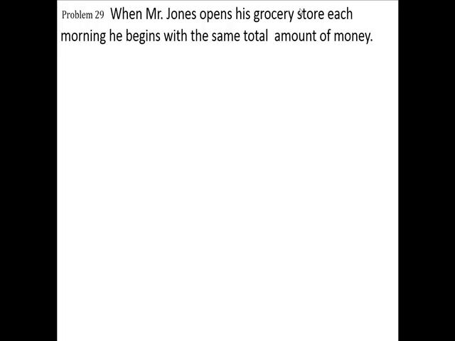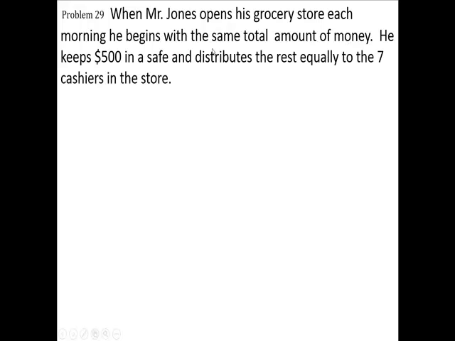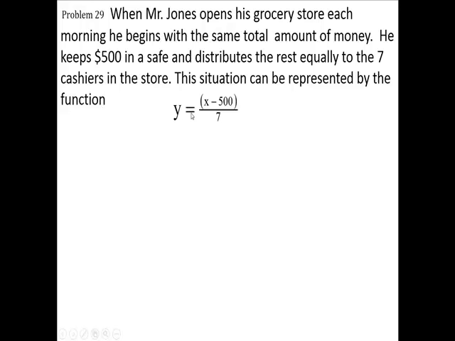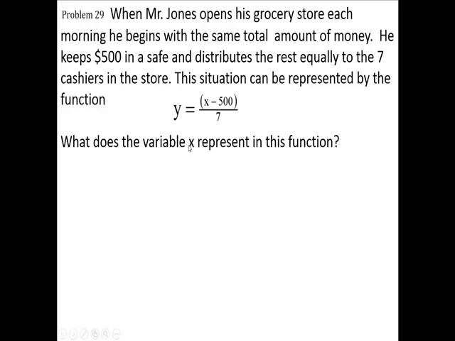When Mr. Jones opens his grocery store each morning, he begins with the same total amount of money. He puts $500 in his safe, and he distributes the rest equally to the 7 cashiers in the store. This situation can be represented by the function y equals (x minus 500) over 7. What does the variable x represent in this function?